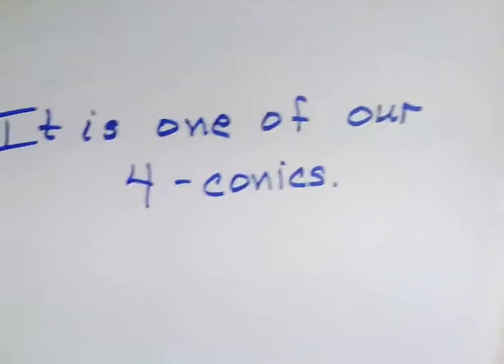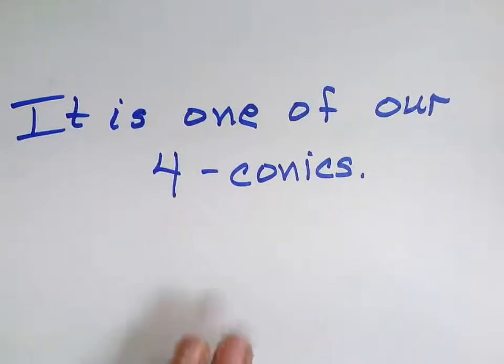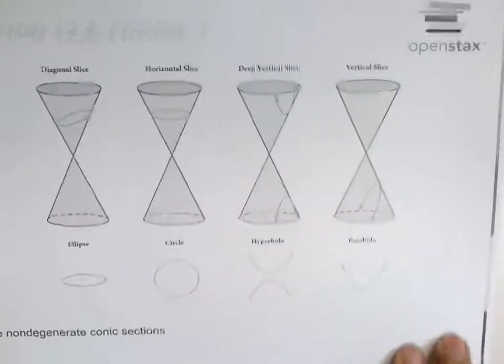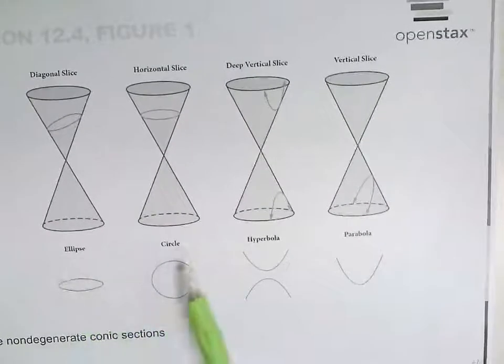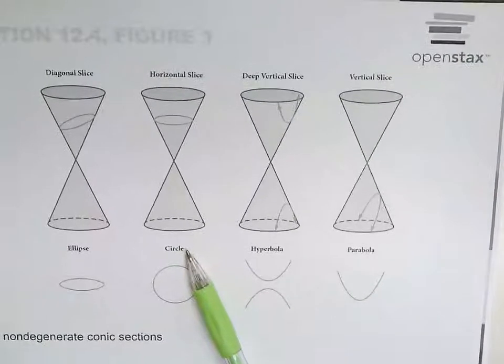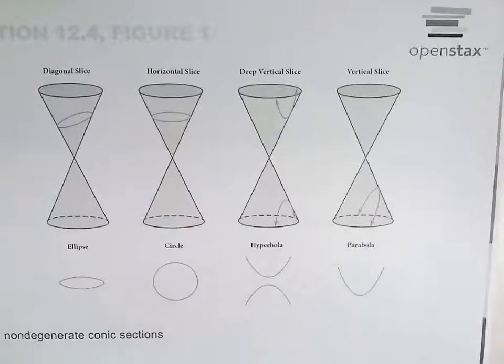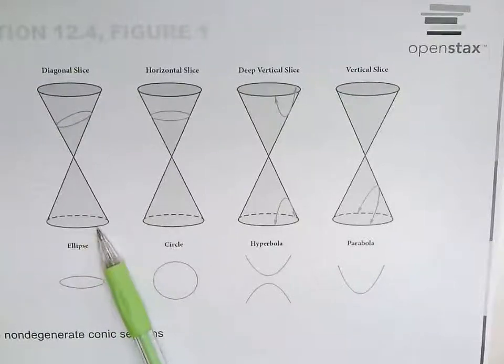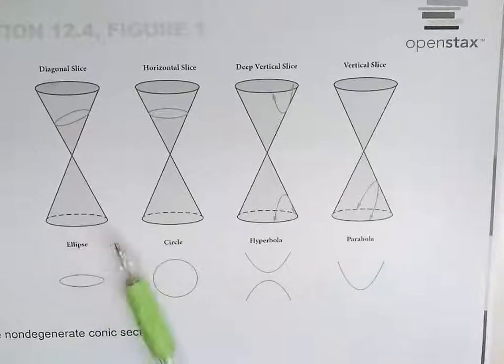The ellipse is one of our four conics. The four conics will be the ellipse, the circle, the hyperbola, and the parabola. We've talked about the circle. We've talked about the parabola. So we're going to be talking about the ellipse today. We take a plane and we slice the cone to get these four different conic sections.